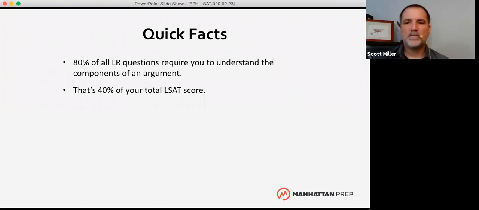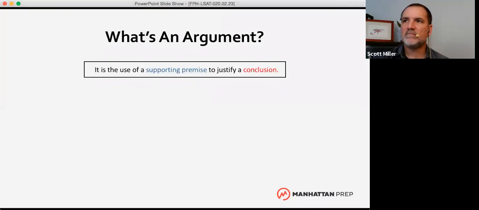So let's talk about arguments a little bit. What is an argument? Take a moment and think. Can you think of an example, or can you think of a definition? There's the definition on the screen, right? An argument is the use of a supporting premise to justify a conclusion.